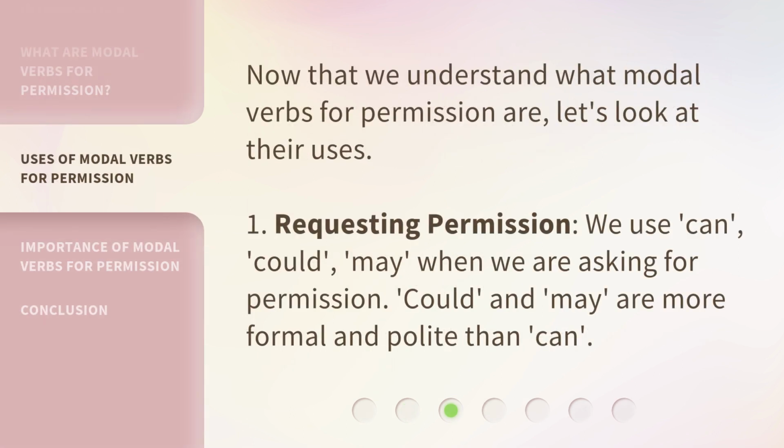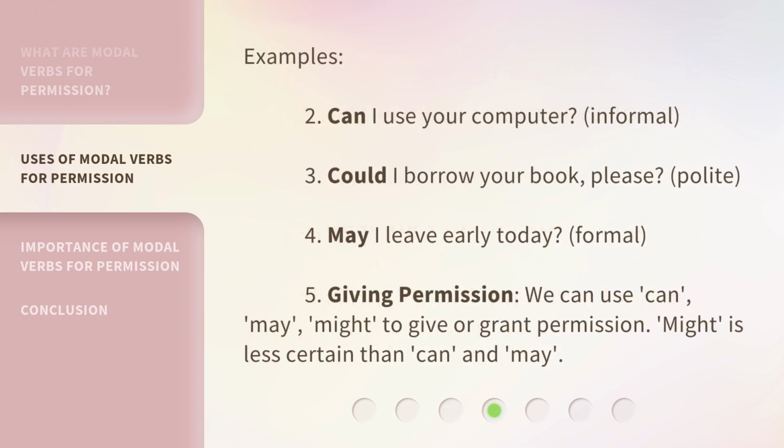Now that we understand what modal verbs for permission are, let's look at their uses. 1. Requesting permission. We use can, could, may when we are asking for permission. Could and may are more formal and polite than can. Examples. Can I use your computer? Informal. Could I borrow your book, please? Polite. May I leave early today? Formal.